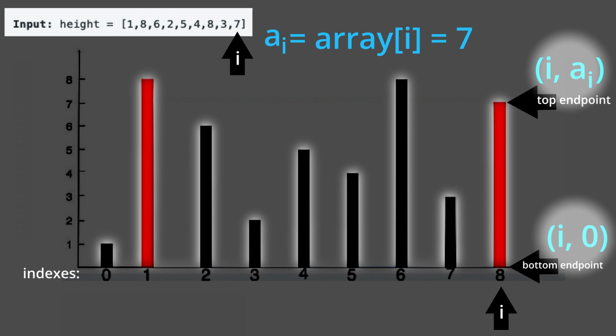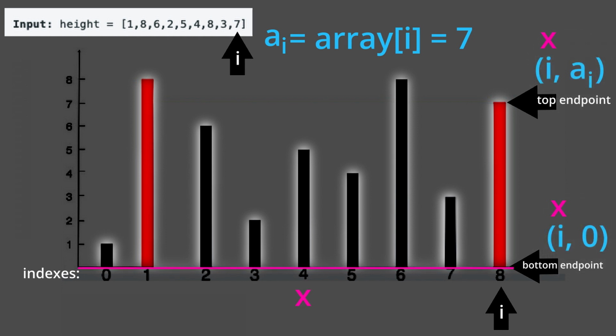Now, given the coordinates for the two endpoints of each of the above mentioned vertical lines, where each coordinate is represented by an ordered pair where the first value represents our x coordinate and the second value represents our y coordinate, we can visualize each line like so.